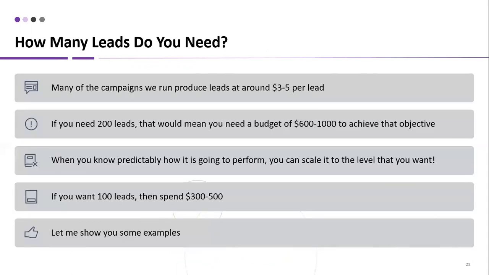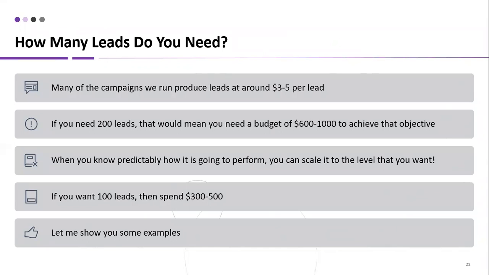So again, most of what I've found from experience, the predictability part is this. Many of the campaigns that we frequently run have a cost per lead of around $3 to $5 per lead. So if you came to me and said, Kevin, I want to generate 100 leads in a month, then I would tell you to plan on a budget of around $300 to $500 running Facebook ads to achieve that objective. So again, since we're talking about getting to 100 transactions per year, then we're basically talking about 200 leads a month. That's going to take a budget of $600 to $1,000 to achieve that objective.